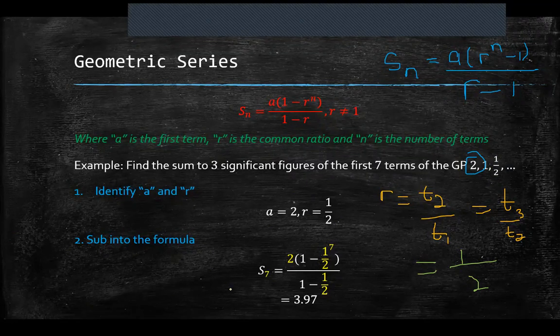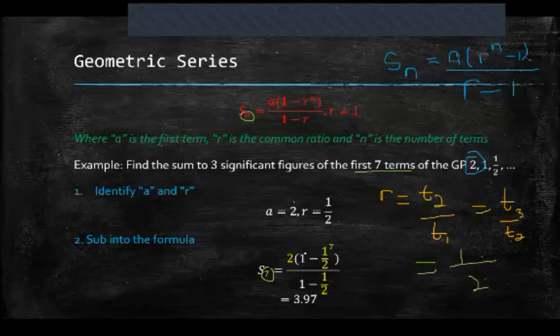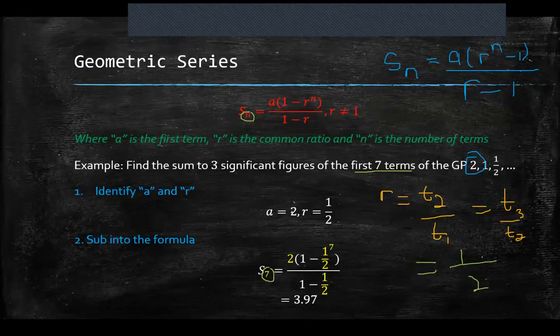They want me to find the sum of the first 7 terms. So yes, I'm using this formula, but my n would be 7. Substitute all those values into here. A is 2. 1 minus r to the power of n. R is a half, and then we said n is 7. All divided by 1 minus r, so that's 1 minus a half. And they said to 3 significant figures, so you should get 3.97.